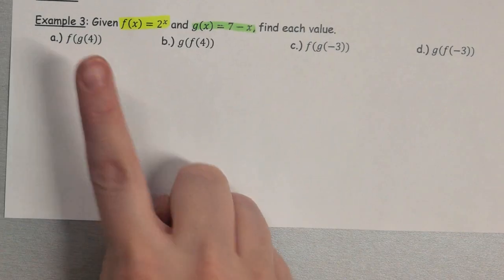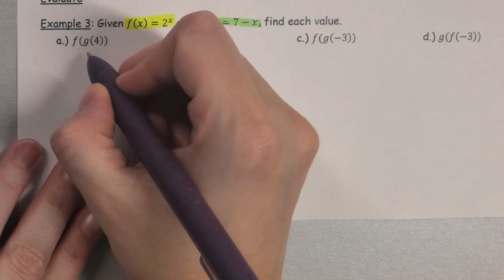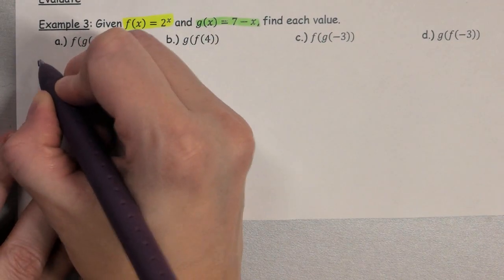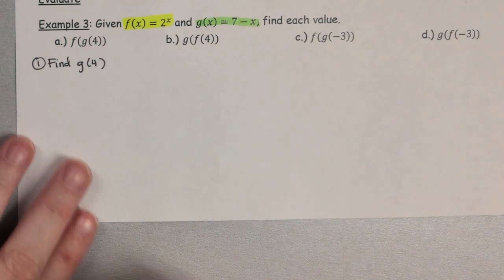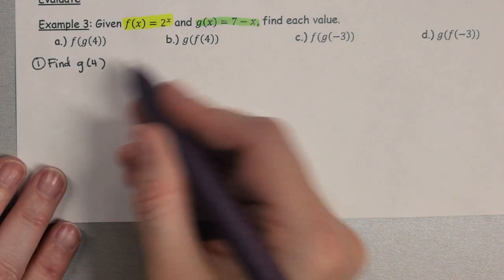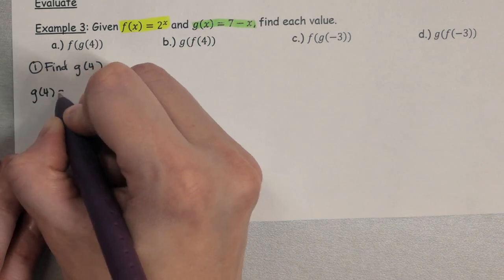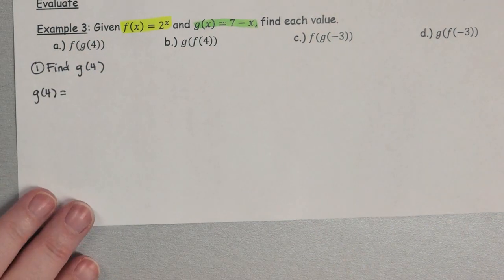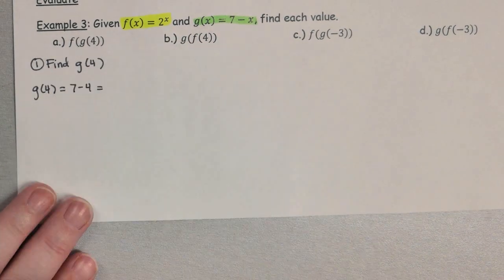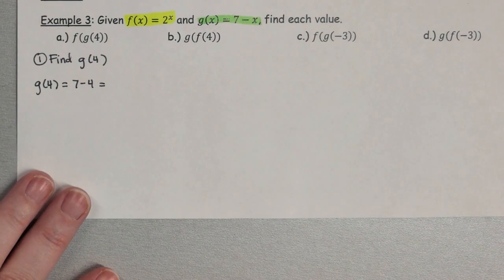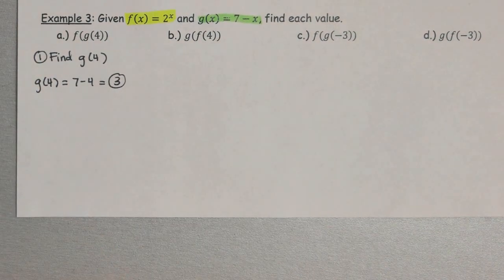Okay, what we're going to do is break this down into 2 separate steps. So the first thing we're going to do, we're going to start with the inside, and we're going to find g of 4. So g of 4 just means you're plugging 4 in for x into g of x. So we did that the other day with piecewise functions, right? We plug it in for x, same thing. So 7 minus 4 is going to be what? 3.